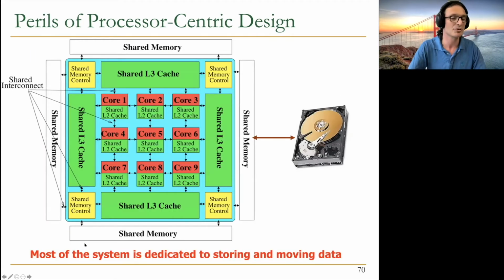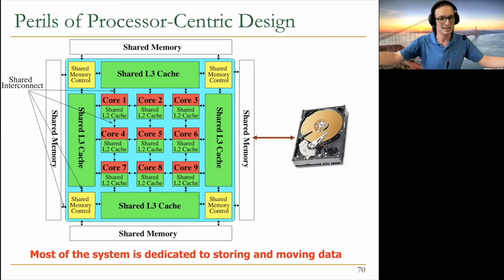As a result, I've shown you this picture at some point. Most of the system is dedicated to storing and moving data. We call this a computing system, but most of the time it's moving and storing data. Actually, you've seen a lot of pictures. I haven't replicated them over here, but you've seen a lot of pictures in real systems. Most of the system is cache. More than 60% of an entire die is cache.